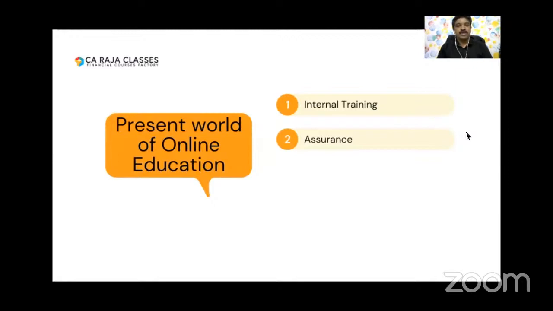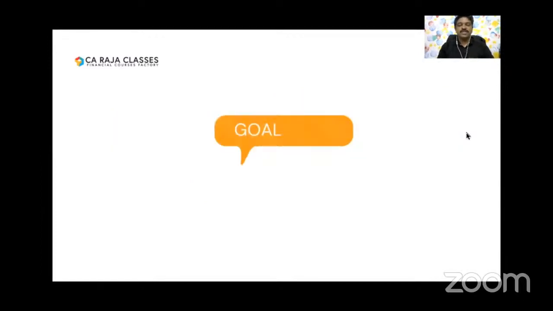What you require is guidance from the right person. I can give you enough guidance. I can act as a resource person for you. That's the assurance from my side. Okay, so what is the objective of this program?